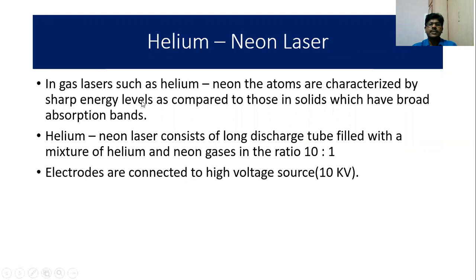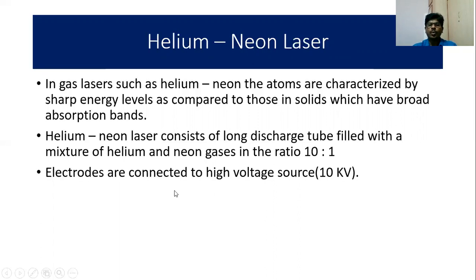In gas lasers such as helium neon, the atoms are characterized by sharp energy levels or discrete energy levels as compared to those in solids which have broad absorption bands. Helium neon laser consists of a long discharge tube filled with a mixture of helium and neon gases in the ratio of 10:1, that is 10 parts of helium to 1 part of neon gas.